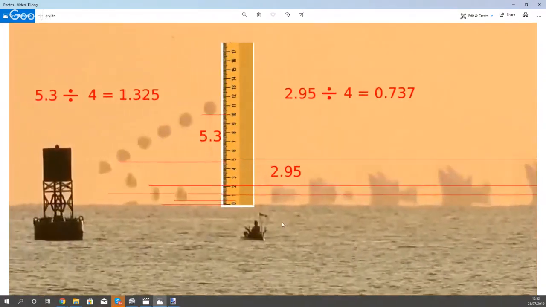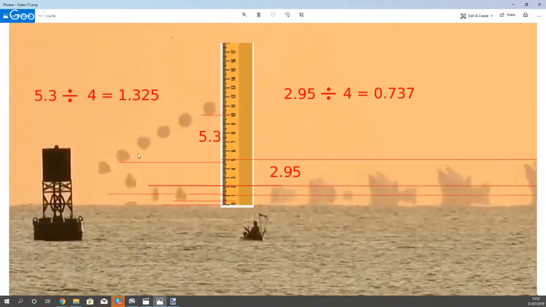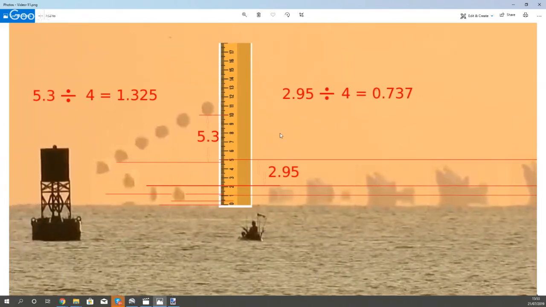And like I said, it's quite easy to see how fast this object was falling, because the fall rate is very evident. You've got nice clear imagery of the fall rate, so you can quite clearly see that that's 1.325 centimeters on this ruler per frame. So yeah, it's all very good.